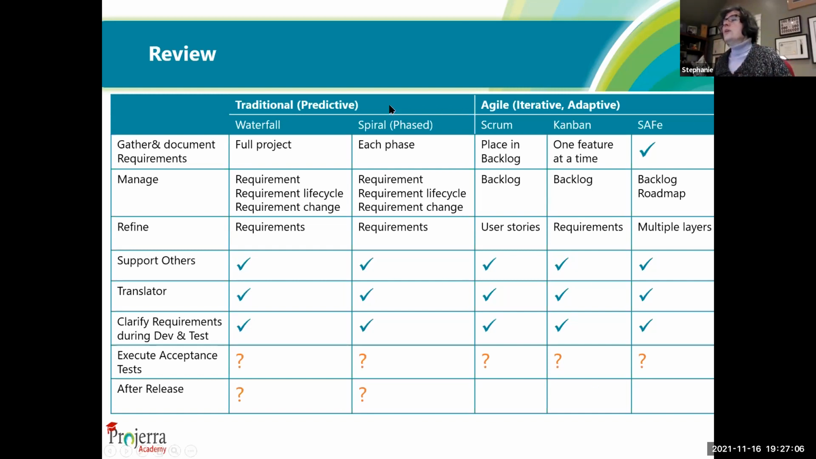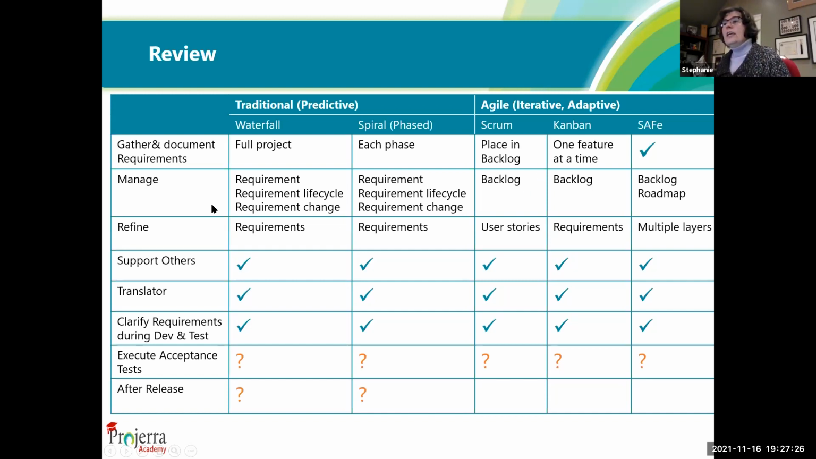Now, when it comes to requirements, it really comes down to the timeline and the scope. When you're in waterfall, you're looking at the full project. When you're in the agile space, you're really just looking at a couple of features at a time, very focused on what's immediately here in front of me.